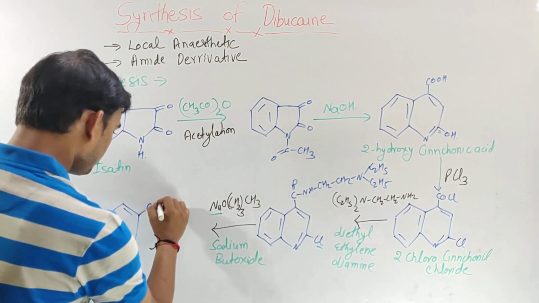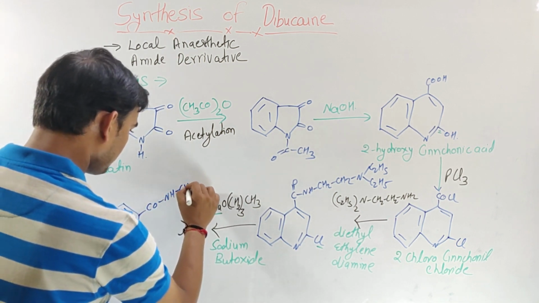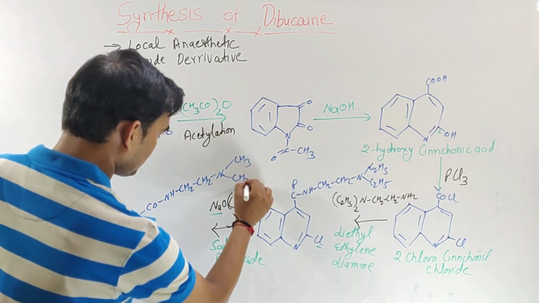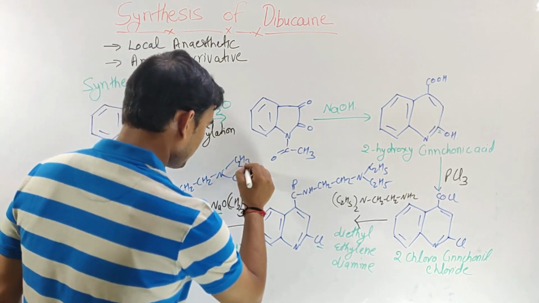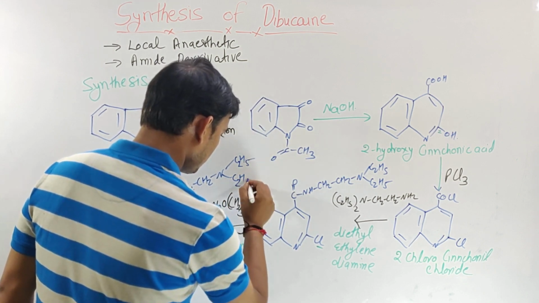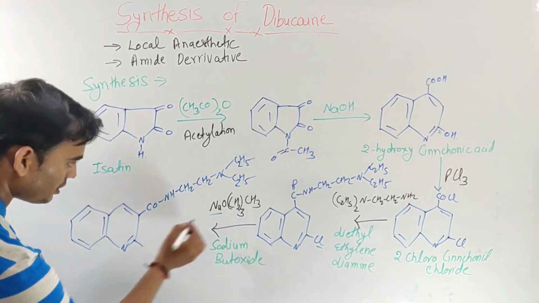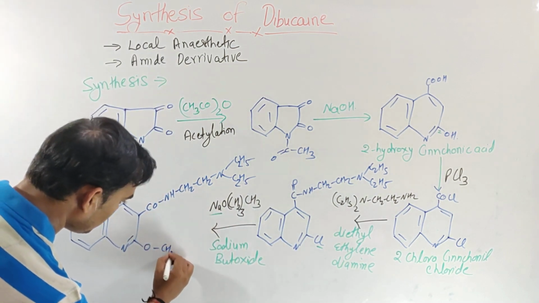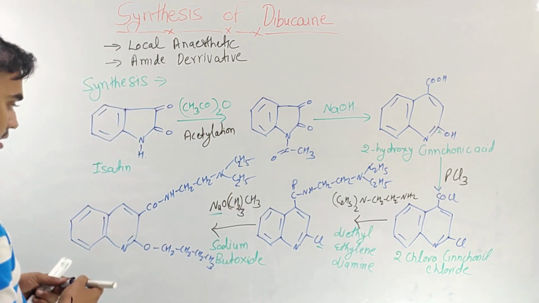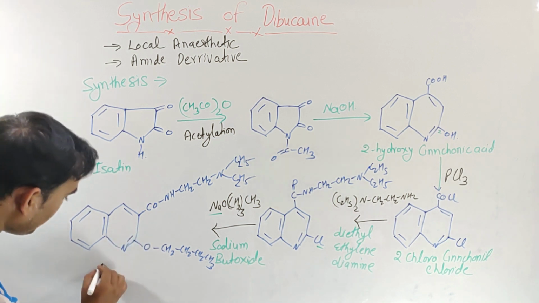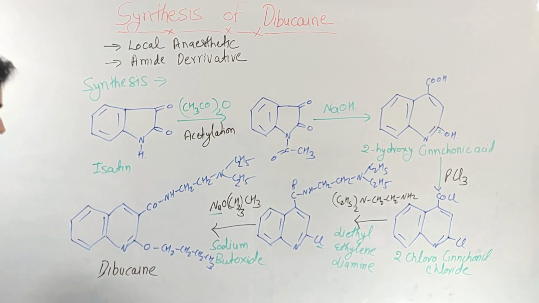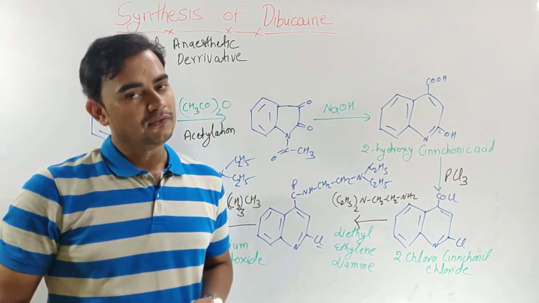Here we have CO, NH, CH2, CH2, and the diethyl group C2H5. And at this position, this will get added: O, CH2, CH2, CH2, and CH3. Now this is our final product, that is dibucaine. This is the synthesis of dibucaine. Thank you.